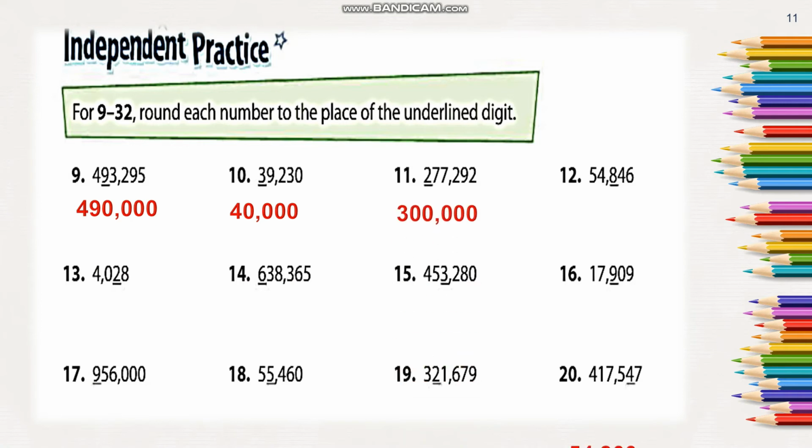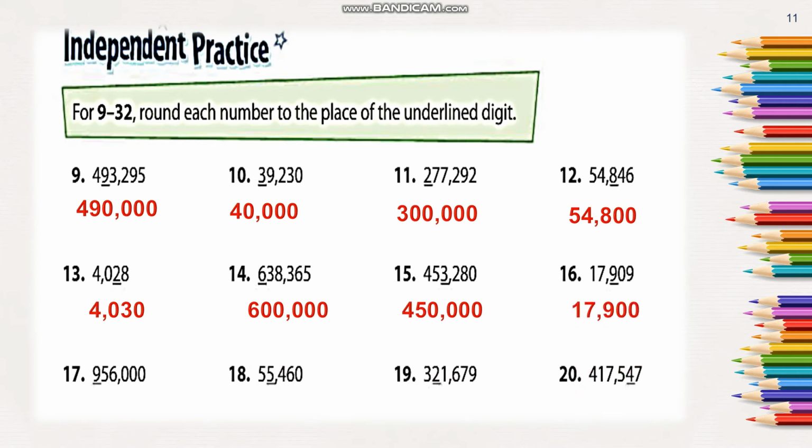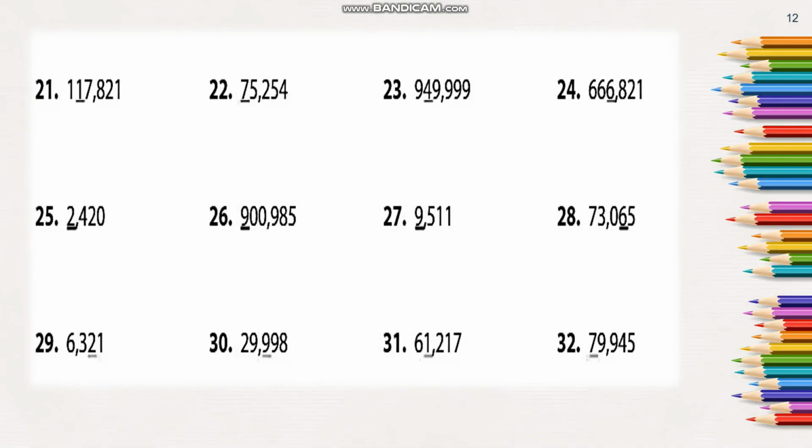Number 12, 54,800. Number 13, 4,030. Number 14, 600,000. Number 15, 450,000. Number 16, 17,900. Number 17, 1 million. Number 18, 55,000. Number 19, 320,000. Number 20, 417,550.